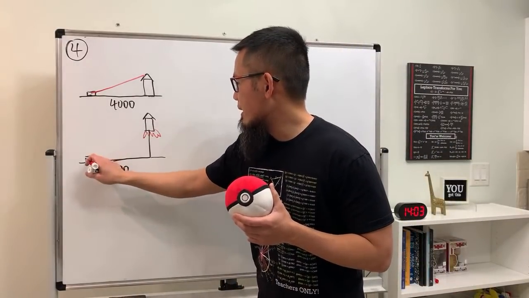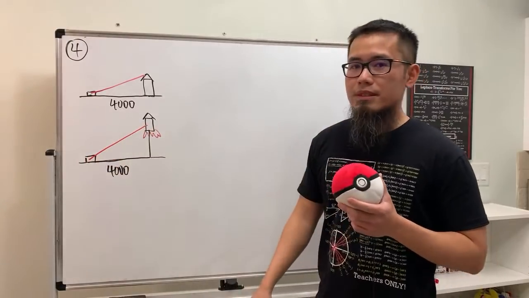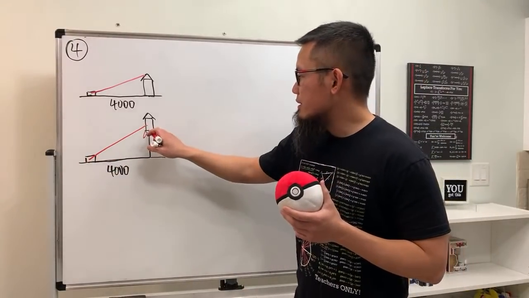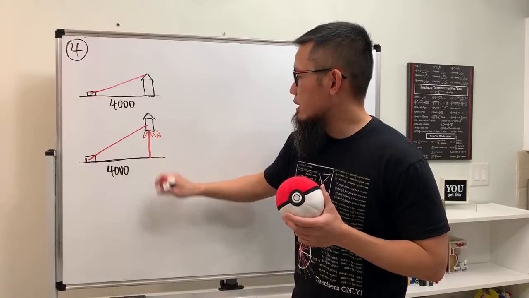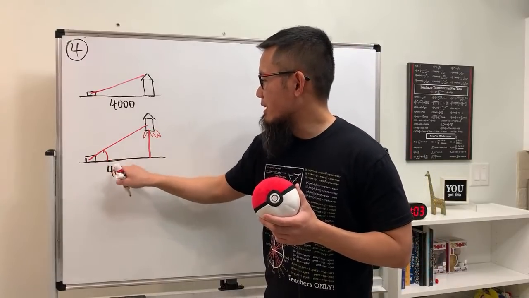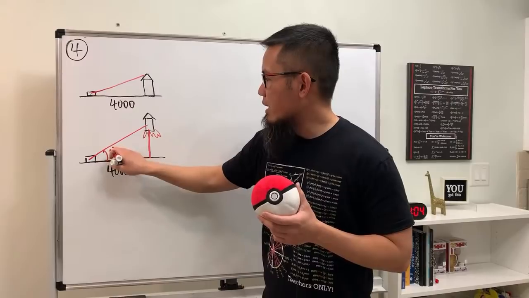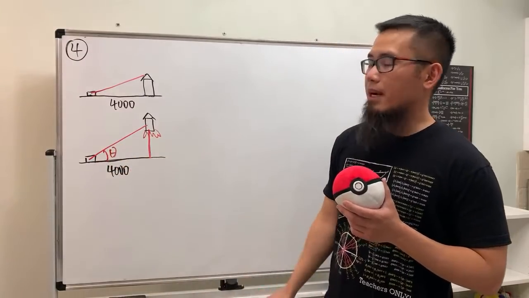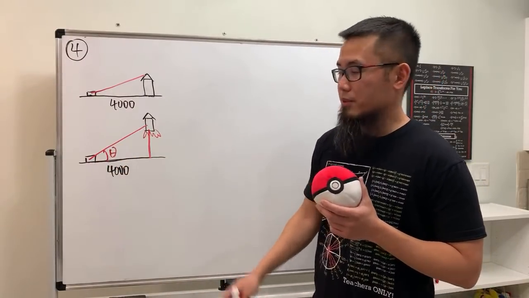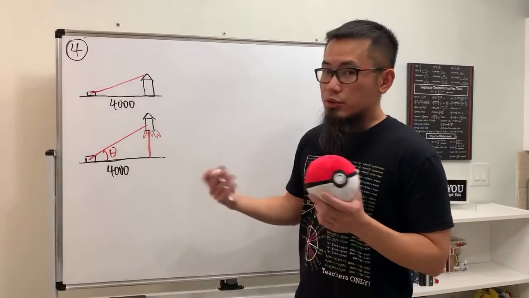Let me just put that down right here. As you can see, the things that are changing are pretty much everything besides that. And we do have to care about the angle, right? So just keep that in mind. So let's do some labeling.